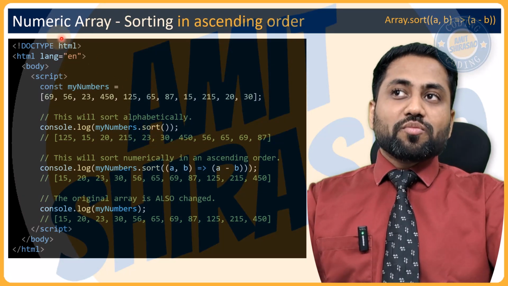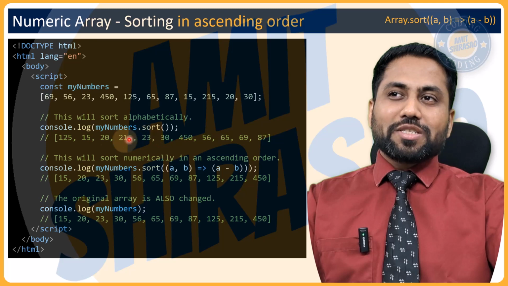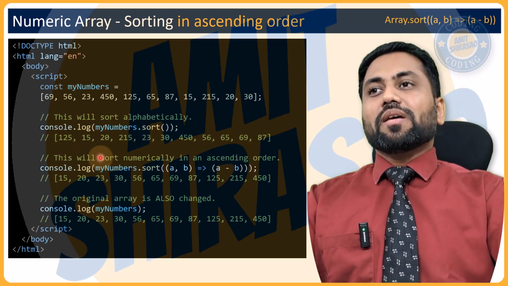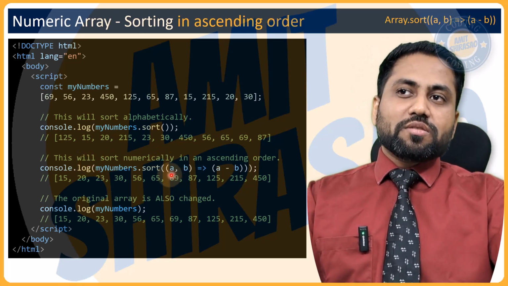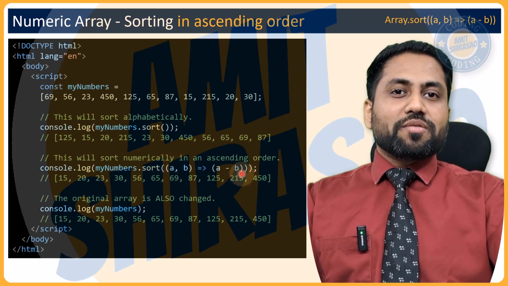So if you have a numeric array, then don't use the sort method for sorting it, otherwise you'll get a wrong result, because you want to sort it numerically. If you want to sort a numeric array numerically in the ascending order, then the best way to do it is to use a compare function. This function is called a compare function.